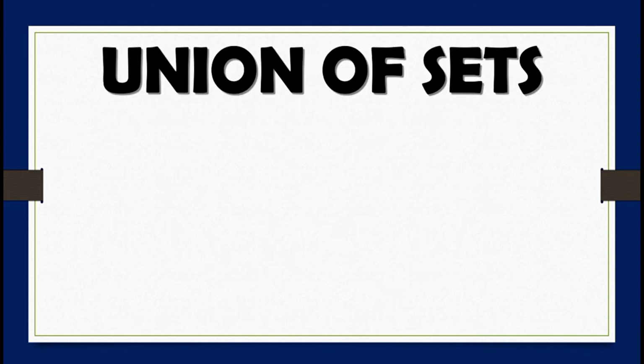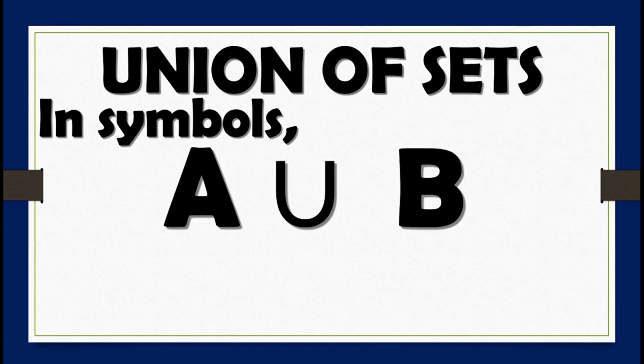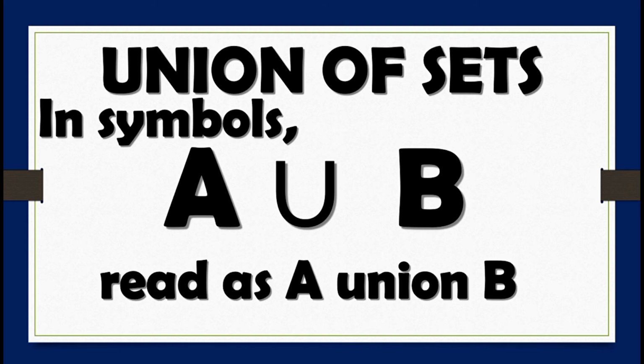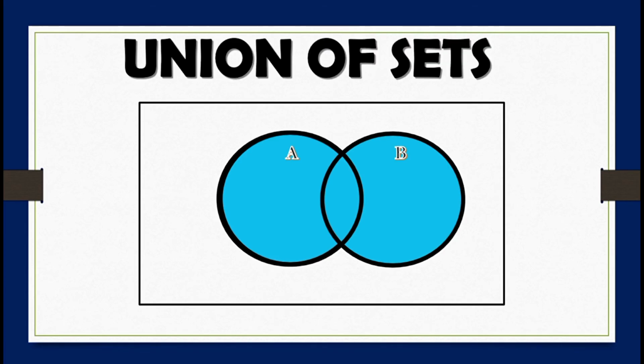Let's discuss also the union of sets. The union of two sets, A and B, is the set whose elements are those which belong to set A, or to set B, or to both sets. In symbols, A union B. Again, it is read as A union B. And this would be the Venn diagram for the union of sets.